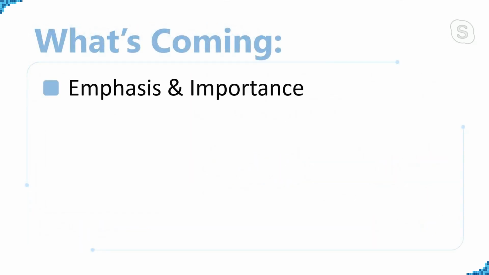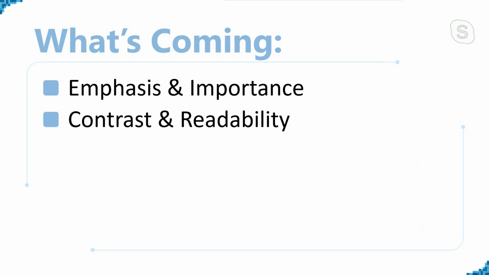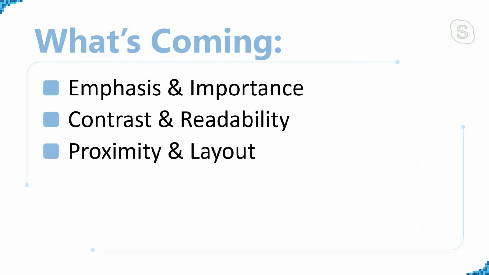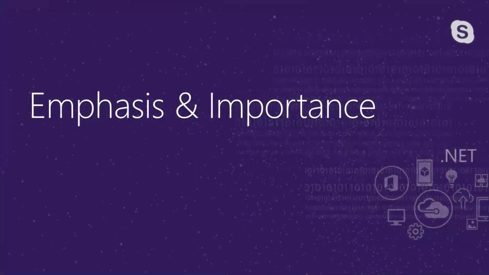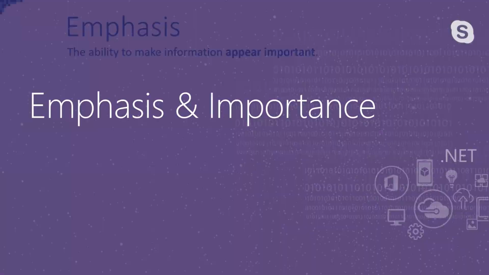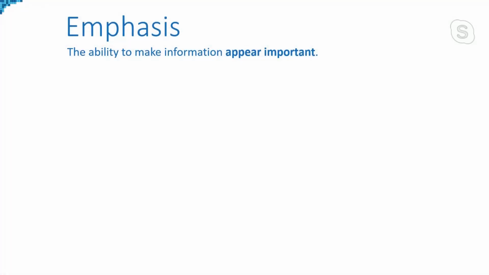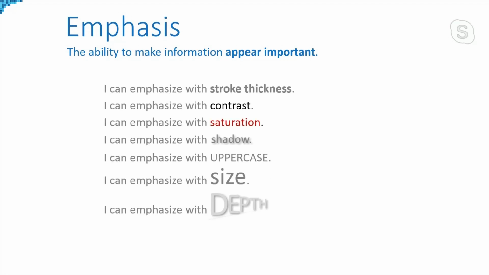Here's what we're going to hit, and I think we're going to hit these things pretty quickly. We're going to talk about emphasis and importance, contrast and readability, proximity and layout, borders and spacing, and fill and corners. So emphasis and importance first. Emphasis is the ability to make information appear important. And here are some of the ways that we can do this.